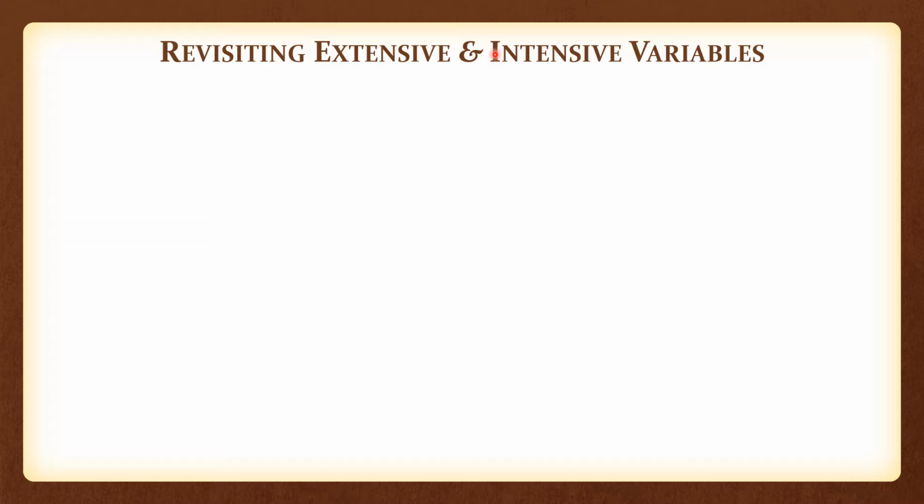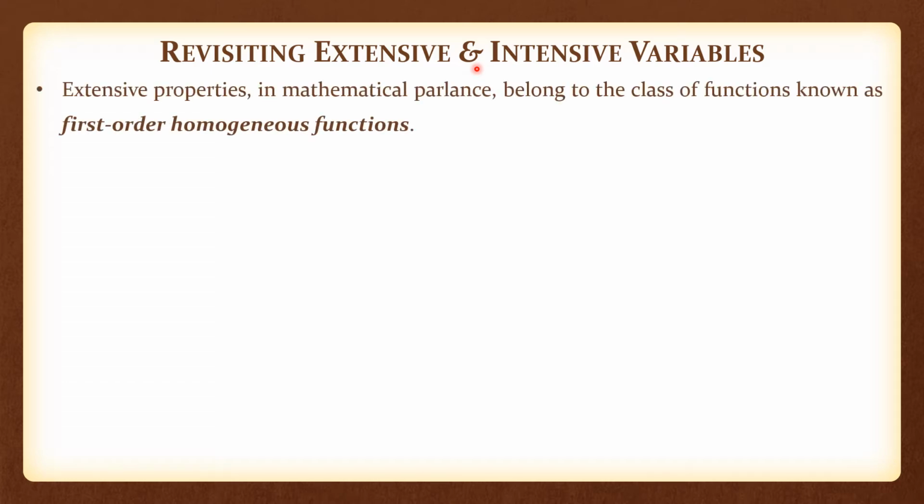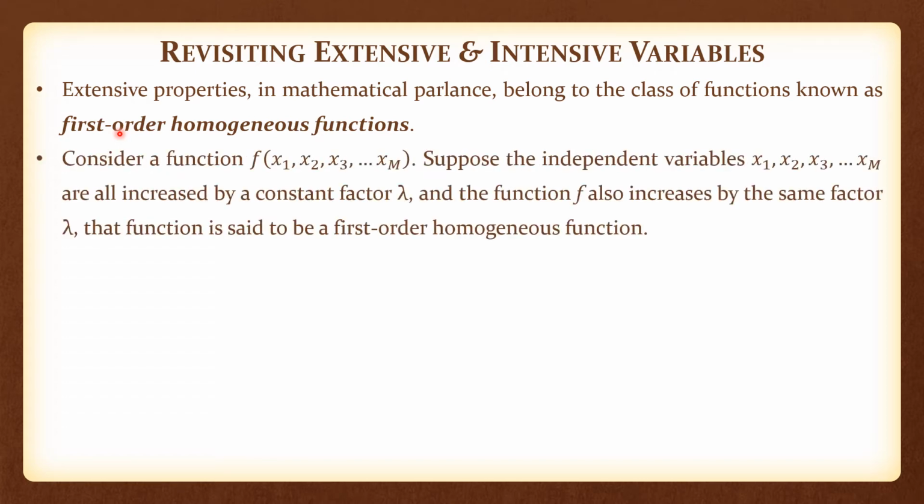So let us revisit this and then try to understand some of the properties of extensive and intensive variables, and from there we can see whether we can make different choices of independent variables. Extensive properties, in mathematical parlance, belong to the class of functions that are known as homogeneous functions of the first order. What are these functions, homogeneous functions of first order?